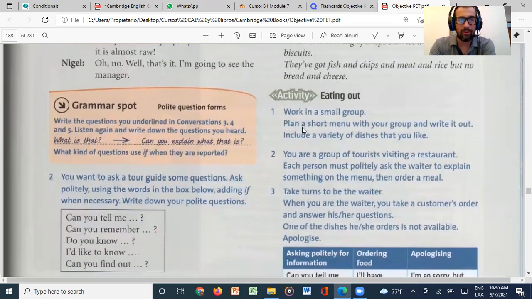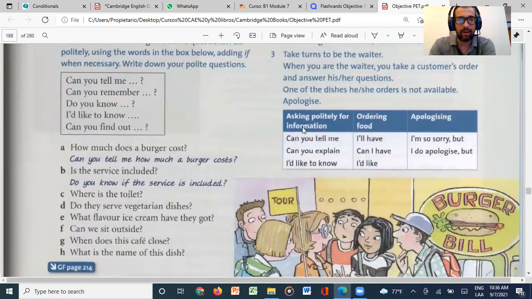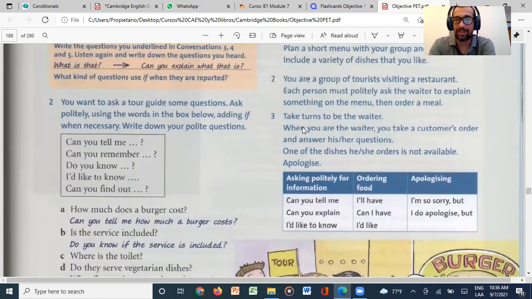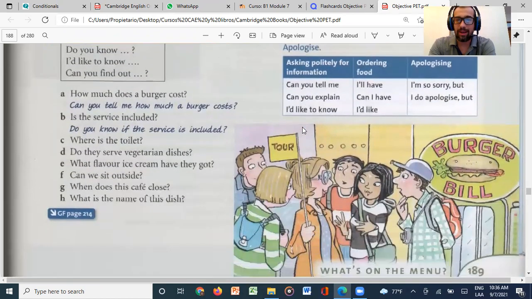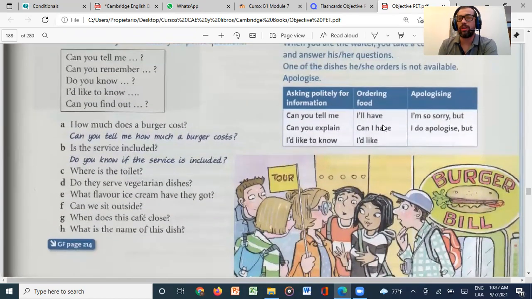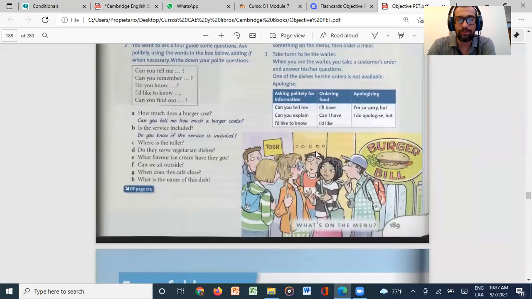Well, we have some other grammar spots that you can learn. These parts we're going to practice in our live classes. And remember this, that when you are asking politely for information, you can say, can you tell me, can you explain, or I would like to know. For ordering food, you can say, I'll have a hamburger. I'll have a meatloaf or whatever. Or you can say, can I have, or I would like. Apologizing, you can say, I'm sorry, but, or I do apologize, but, right? In this case, if you want to order food.